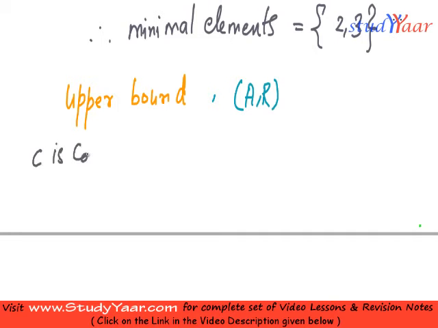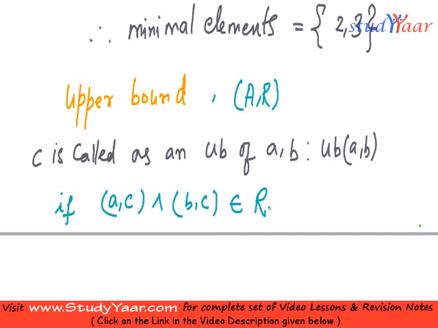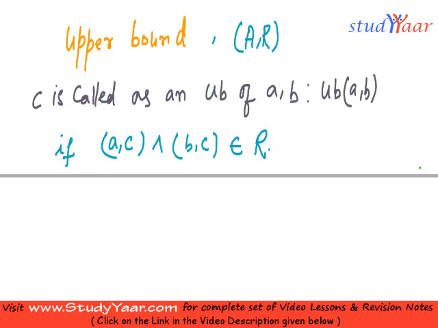C is called an upper bound of A comma B, let us write it as upper bound of A comma B, if there exists a C such that we have A comma C and B comma C belonging to R. So if we have both A comma C and B comma C belonging to R, then C is known as the upper bound of A and B.